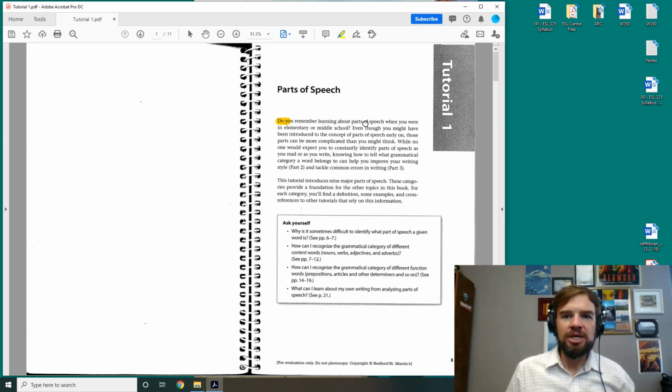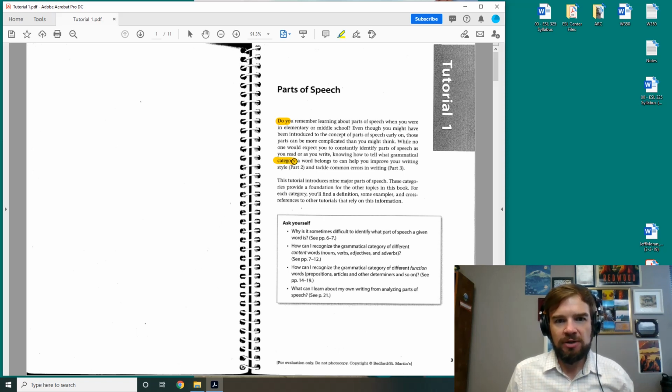Do you remember learning about parts of speech when you were in elementary or middle school? Even though you might have been introduced to the concept of parts of speech early on, those parts can be more complicated than you might think. While no one would expect you to constantly identify parts of speech as you read or as you write, knowing how to tell what grammatical category a word belongs to can help you improve your writing style, which is part 2 of the book, and tackle common errors in writing, which is in part 3 of the book.